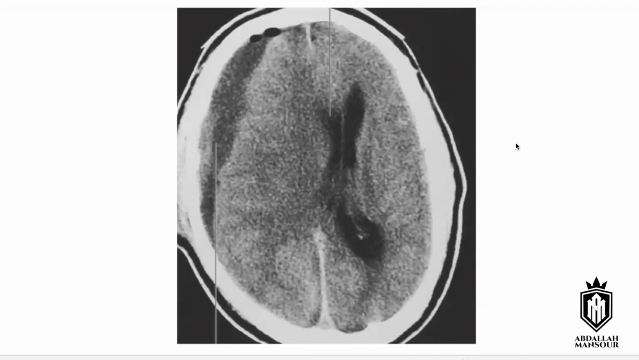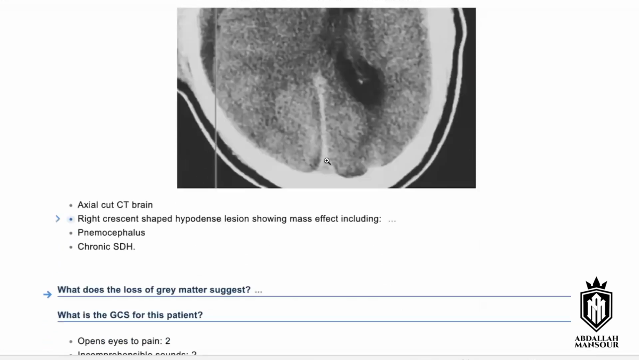Axial cut CT scan showing a right hypodense, crescent-shaped subdural hematoma with a bit of acute blood as well right there, and some pneumocephalus, causing mass effect, compression of the ventricles, effacement of sulci, and midline shift of more than 1 centimeter. All right.